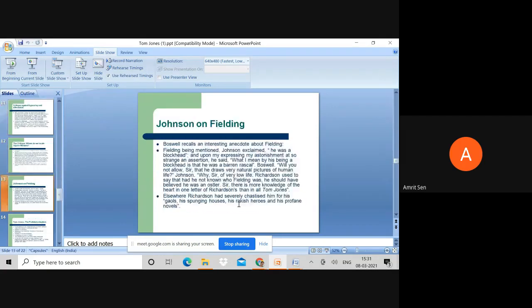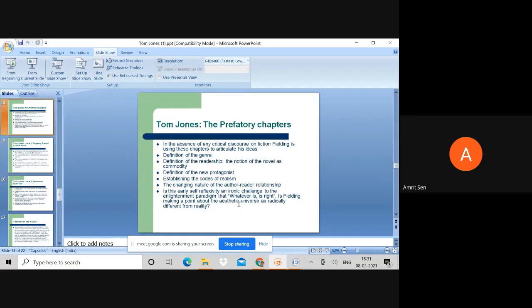Now, I will move on to a slightly different issue. I'll talk about the prefatory chapters within the novel, right? I have pointed out that within Tom Jones, we actually have 18 separate prefatory chapters. So what are these prefatory chapters? These are dialogues or direct interfaces between the author and the reader. So while Fielding is narrating the tale, he's equally narrating another story about the relationship between the novelist and the reader.